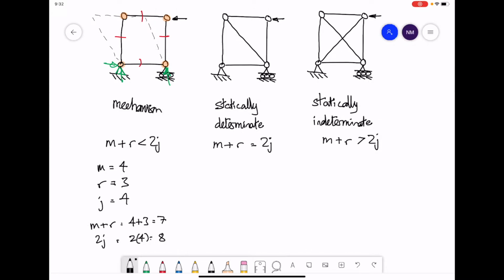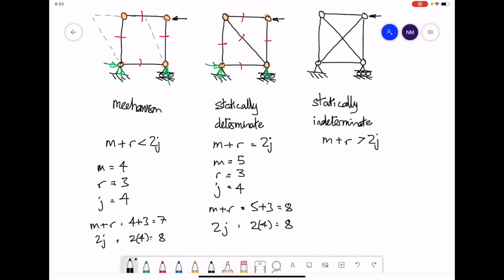In the second case, statically determinate, M, R and J. Number of members we have are 1, 2, 3, 4, 5. Number of reaction forces we have, again, 2 for a fixed, 1 for a roller. Total we have is 3. Number of joints we have, 1, 2, 3, 4. 4 joints. M plus R is 5 plus 3 gives you 8. 2J is 2 times 4 and it also gives you 8. M plus R equals 2J, therefore it is a statically determinate structure.